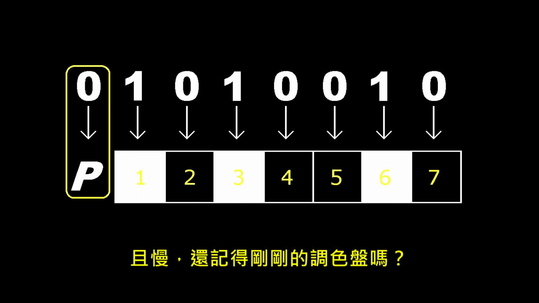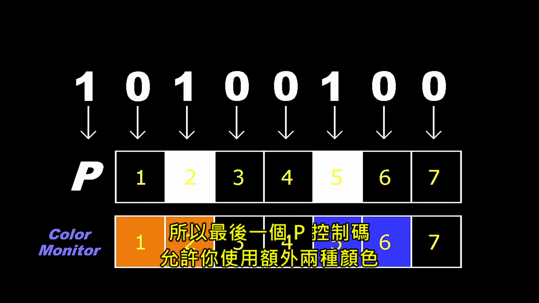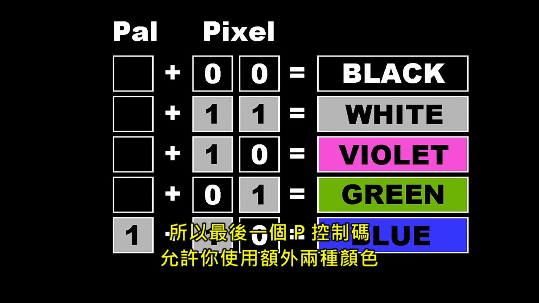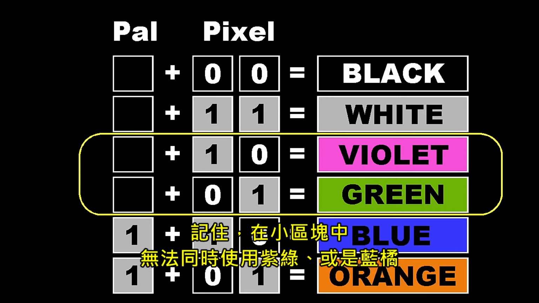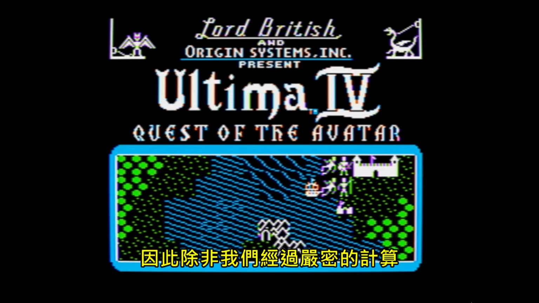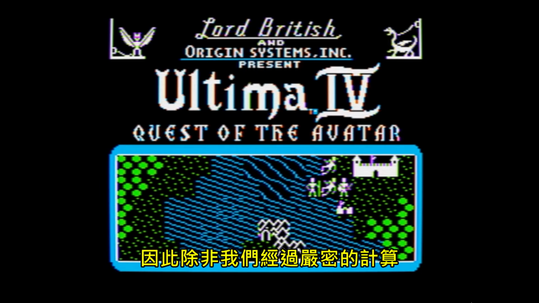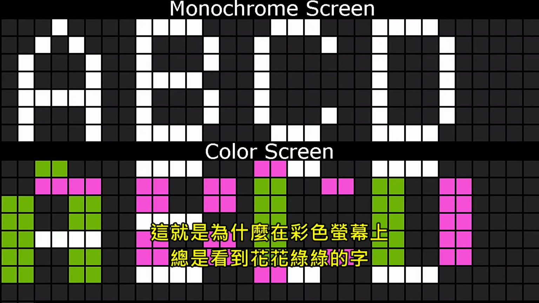But remember this control bit here? Watch what happens when we turn it on now. Notice the colors change to orange and blue. So that extra control bit allows you to use 2 additional colors. But keep in mind that you can't use these colors in the same 7-bit section as these colors. So it's very difficult to have blue and green next to each other on the screen unless you line it up just perfectly. And now you can see why text would look rainbow colored when using a color monitor.